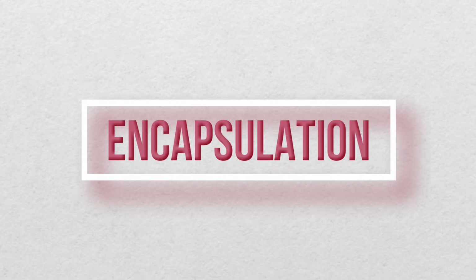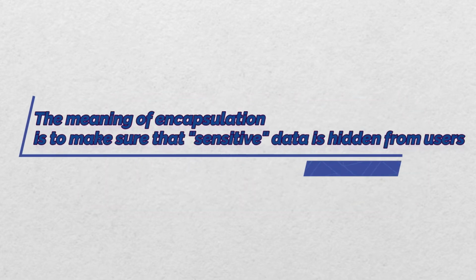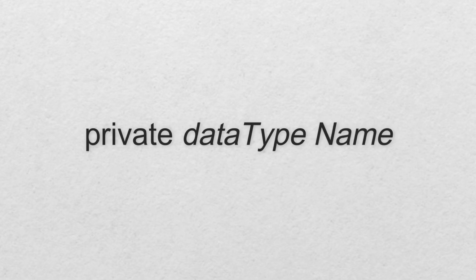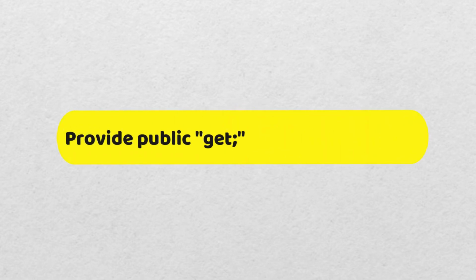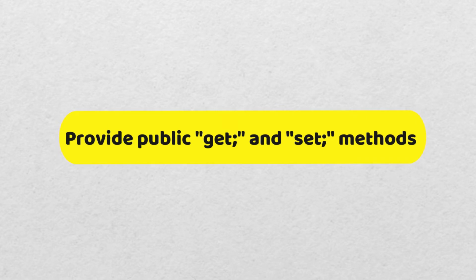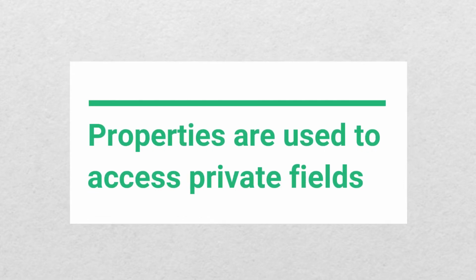Before we start to explain properties, you should have a basic understanding of encapsulation. The meaning of encapsulation is to make sure that sensitive data is hidden from users. To do this, you need to take two steps. The first is to declare the fields or variables as private. The second step is to provide public get and set methods through properties to access and update the value of a private field. As we already know, private variables can only be accessed within the same class. However, sometimes we need to access them, and it can be done with properties.